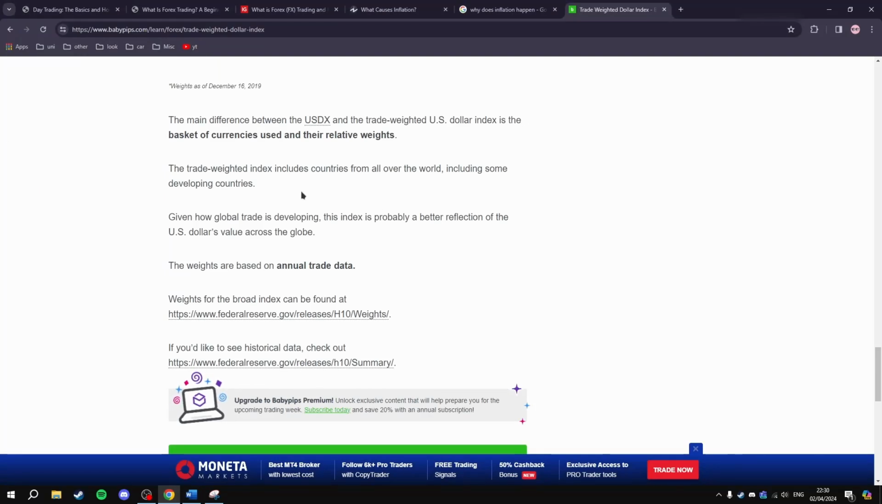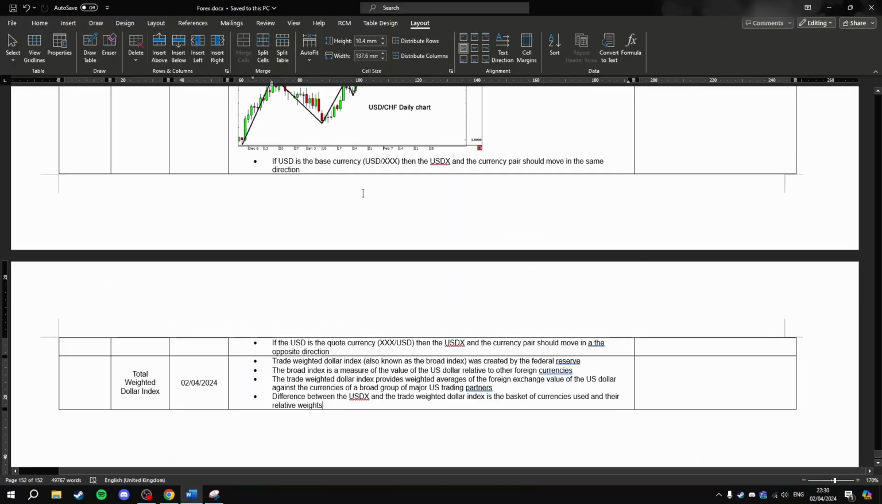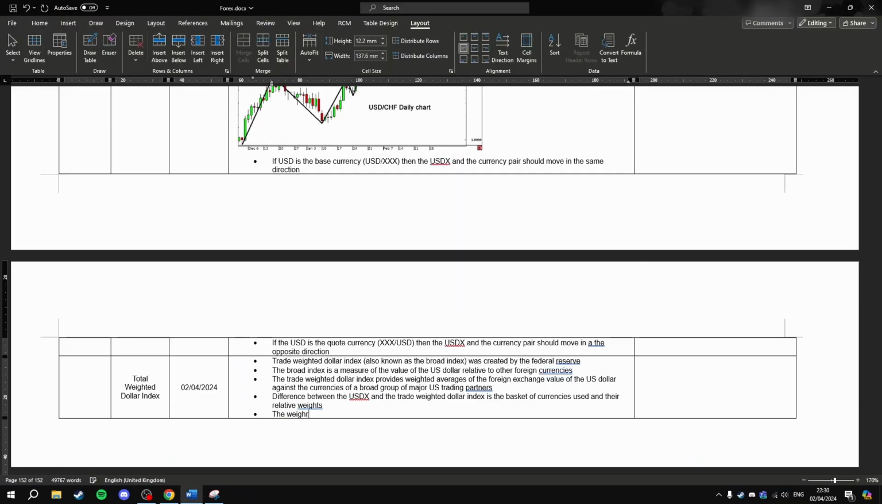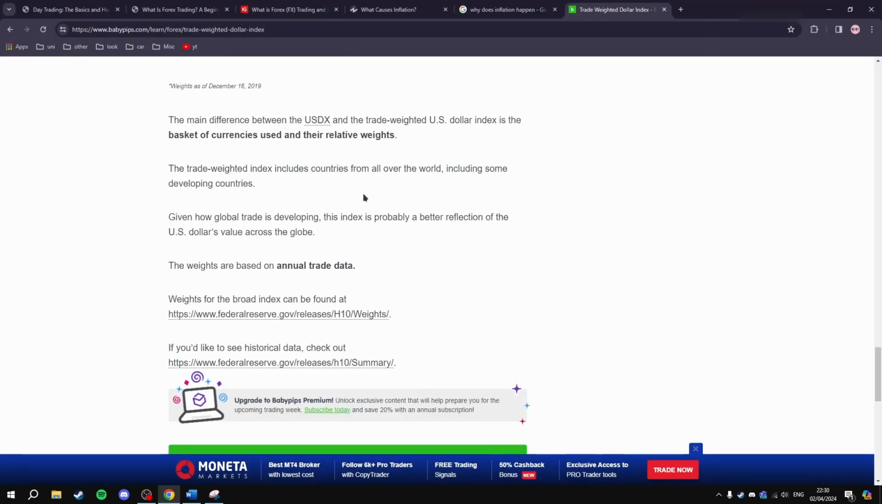The trade weighted index includes countries from all over the world, including some developing countries. Given how global trade is developing, this index is probably a better reflection of the US dollar's value across the globe. The weights are based on annual trade data. Weights for the broad index can be found at Federal Reserve releases weights. If you would like to see historical data, check out Federal Reserve releases H10 summary.